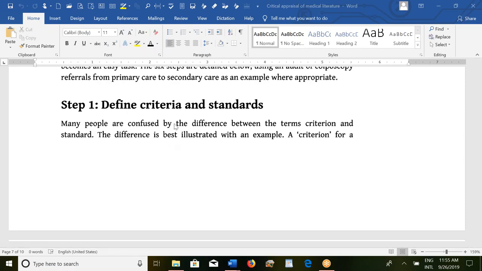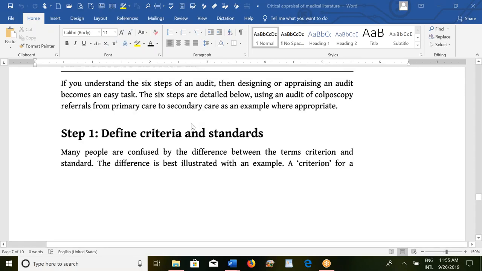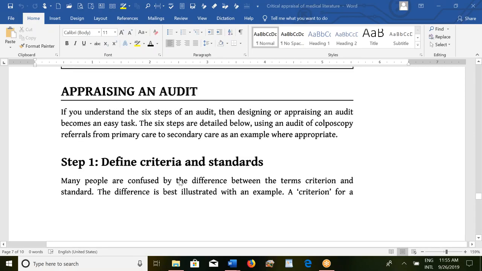So when you are going to do an audit, they will ask you how you will assess an audit. There are different steps in making a good audit or appraising it. First of all, you should define criteria and standards.